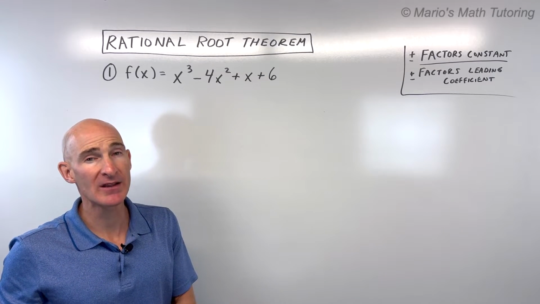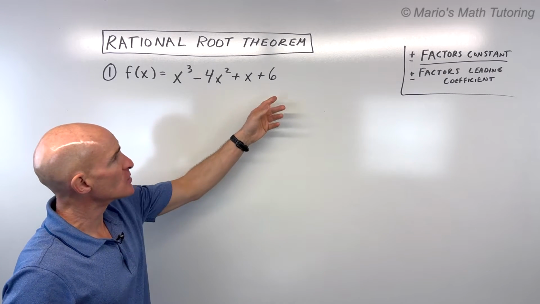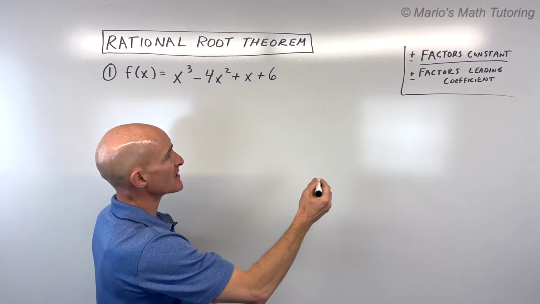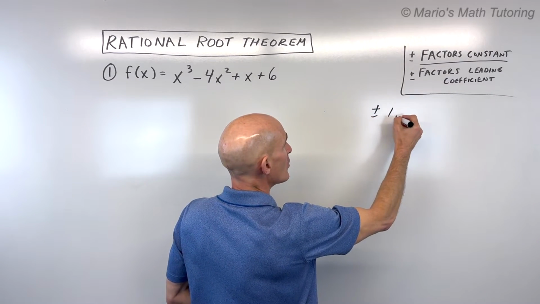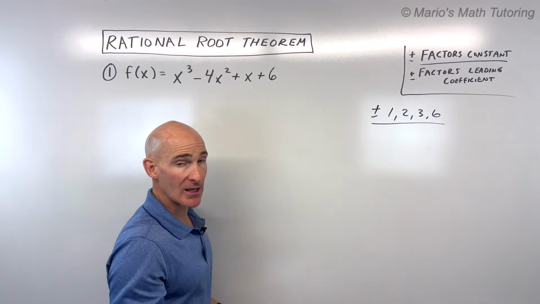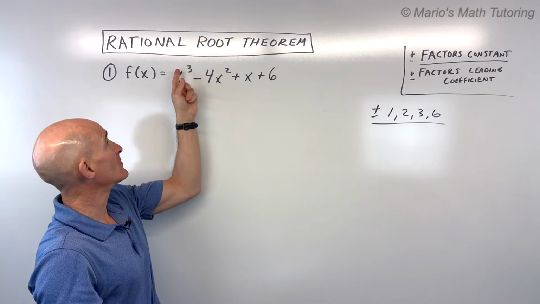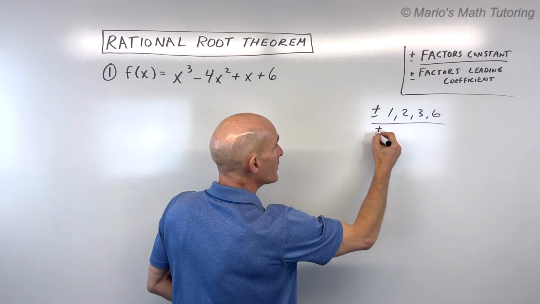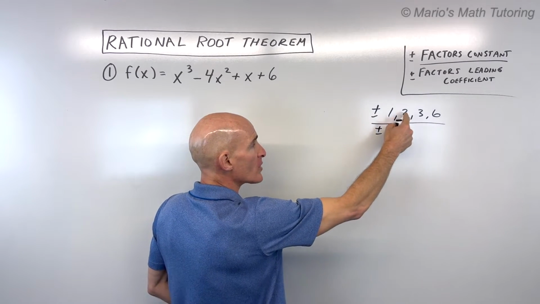So I'll show you what I mean in this example here. You would take the integers that go into 6, like in this case that would be plus or minus 1, 2, 3, or 6. Okay, it can be positive or negative, divided by all the factors of the leading coefficient, this number here in front, which in this case is just 1. And it can be any numerator with any denominator.